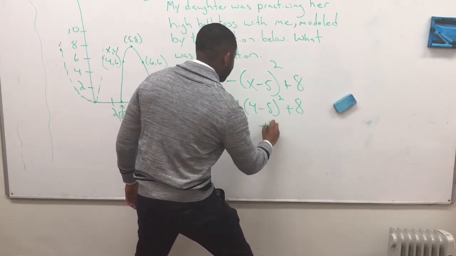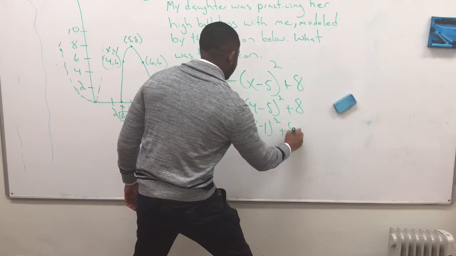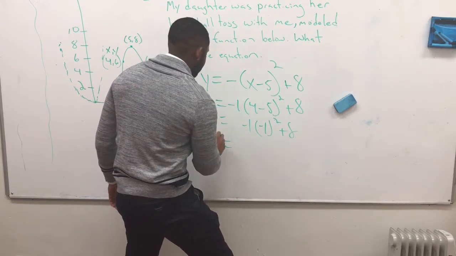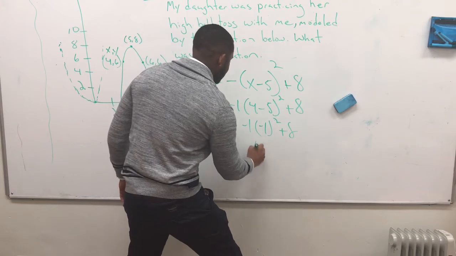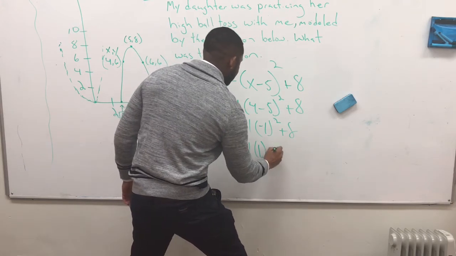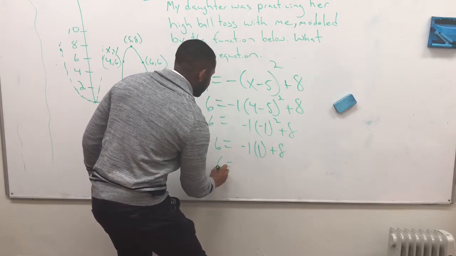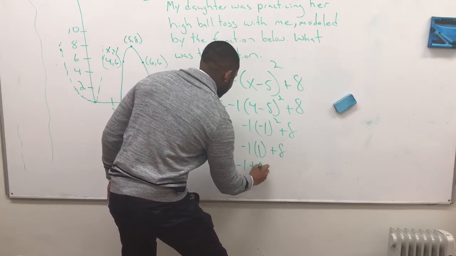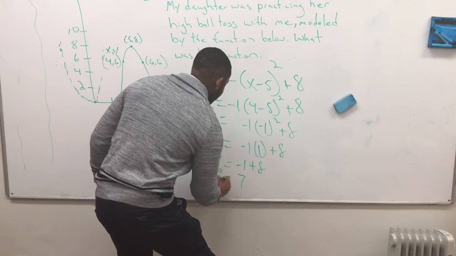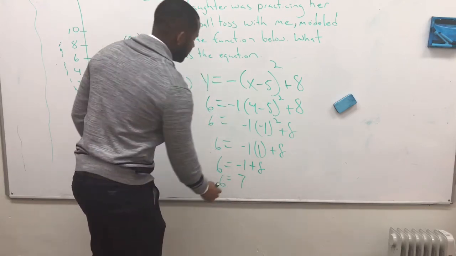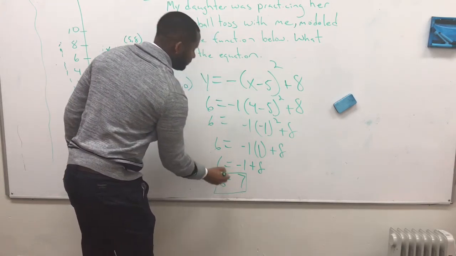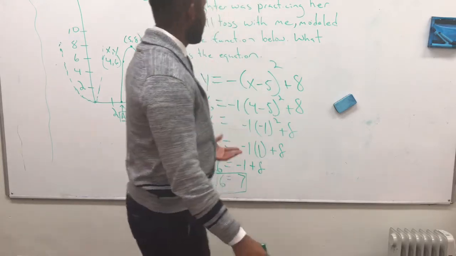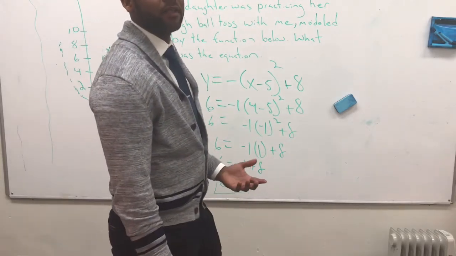4 minus 5 is negative 1 squared plus 8 times negative 1. This is all 6's. Negative 1 squared is 1 times negative 1. This is a 6. This is negative 1 plus 8. This is 7 equals 6. Not so good. That means I'm missing something.